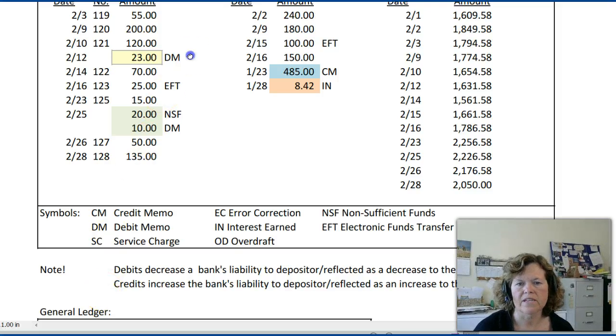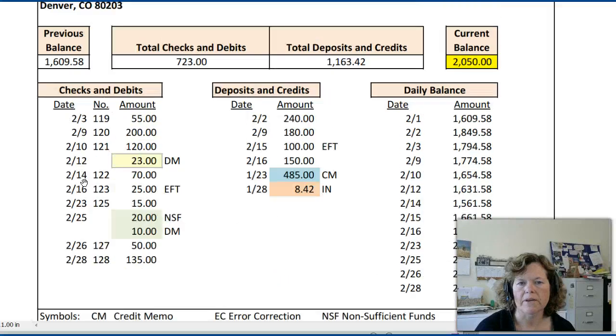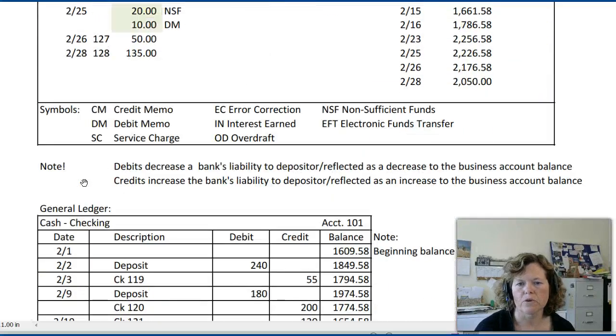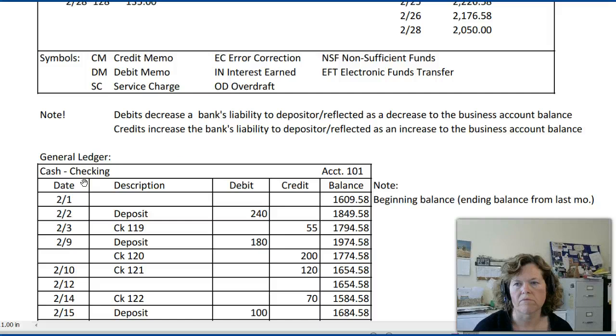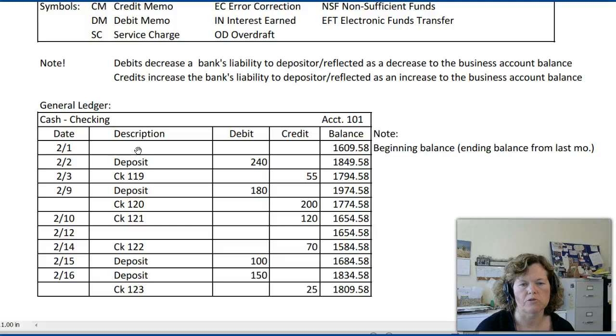All right, so we've got debit memos, we've got a credit memo, we've got EFTs, electronic funds transfer. Non-sufficient funds, that's where a check was bounced. Customer gave us a check, we deposited it, they didn't have enough money in their account, and the bank returned it. So we're then going to have to pursue collections with the customer if we're going to get our money. All right, so that's a bank statement. Hopefully you've seen one of those before. If not, you probably get something that looks similar with your own personal bank statement each month.